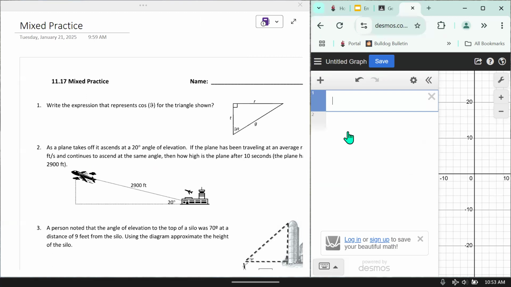All right. Now, write the expression for cosine of theta for the triangle below. Okay. So again, we're going to have SOHCAHTOA everywhere.